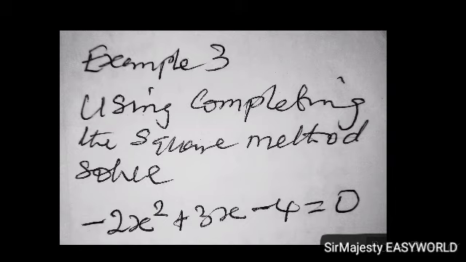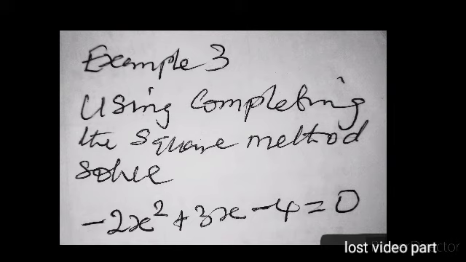Example 3 says, using the completing the square method, solve minus 2x squared plus 3x minus 4 equal to 0. As earlier said in this video by Maestro, when the coefficient of the squared term is not 1, you cannot use the completing the square method to solve such a quadratic equation directly. So for you to solve this equation, you must reduce the coefficient of the squared term to 1. What must you do? You will divide the whole quadratic equation by the coefficient of the squared term. Here it is minus 2.